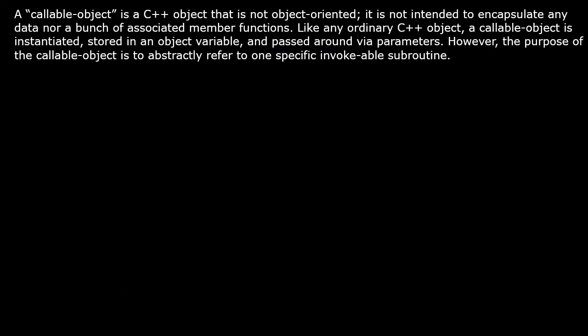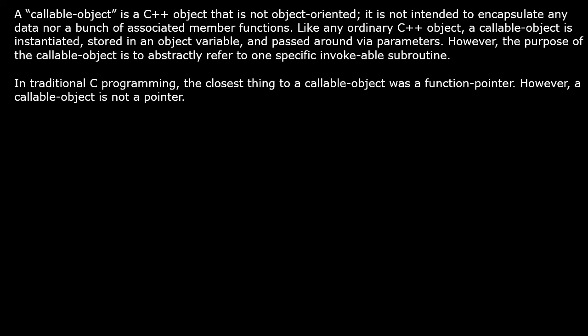A callable object is a C++ object, but it's not an example of object-oriented principles. It's not meant to encapsulate data. It's not meant to encapsulate a bunch of member functions. That's not the meaningful part of something being a callable object. The meaningful part is the callable object can abstractly refer to one specific important invocable subroutine.